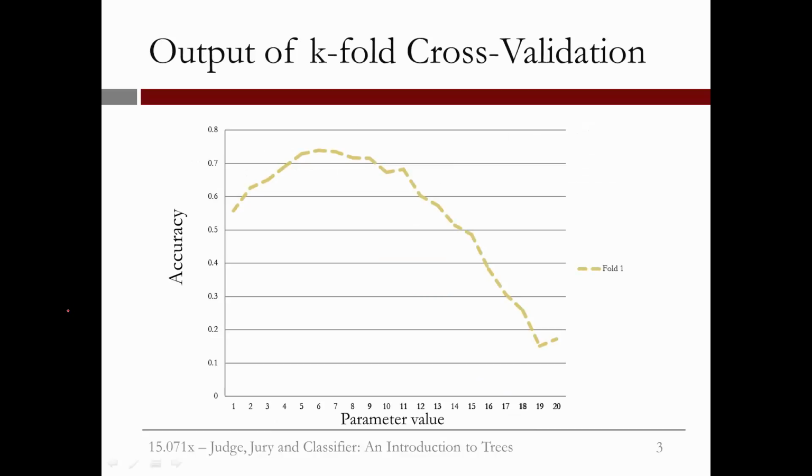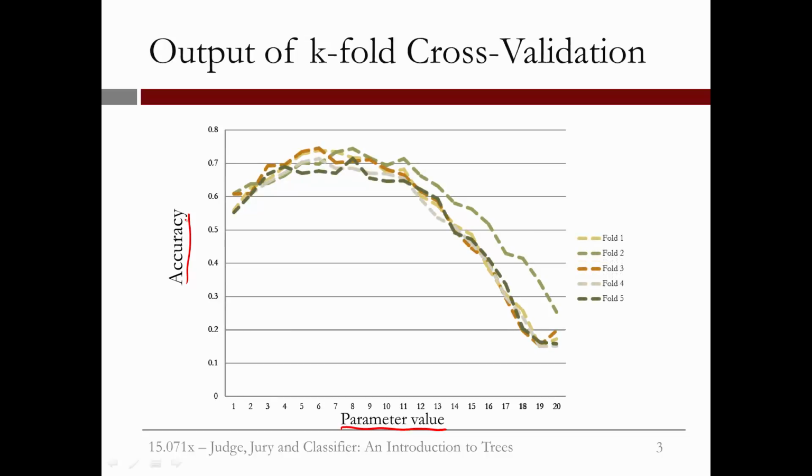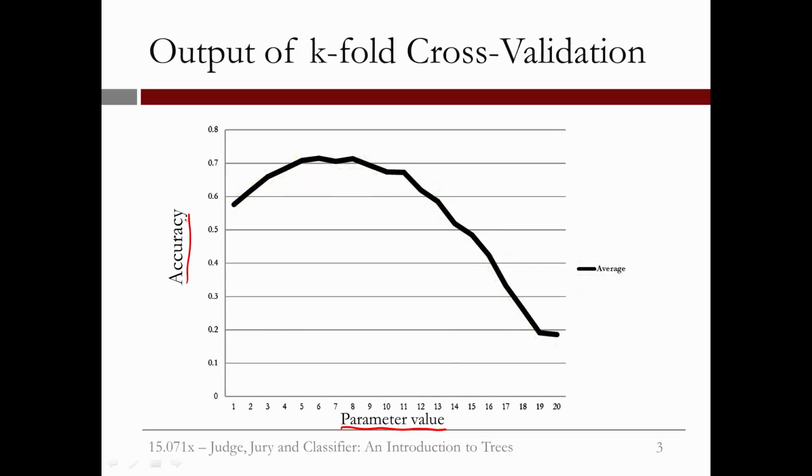Then, for each candidate parameter value and for each fold, we can compute the accuracy of the model. This plot shows the possible parameter values on the x-axis and the accuracy of the model on the y-axis. This line shows the accuracy of our model on fold 1. We can also compute the accuracy of the model using each of the other folds as the validation sets. We then average the accuracy over the k folds to determine the final parameter value that we want to use.